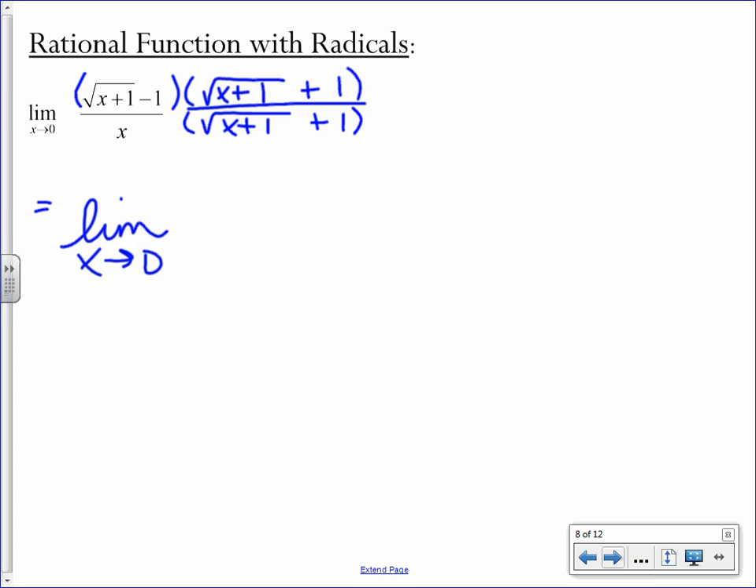So what's the square root of x plus 1 minus 1 times the square root of x plus 1 plus 1? That would be x plus 1 minus 1. A squared minus b squared, right?